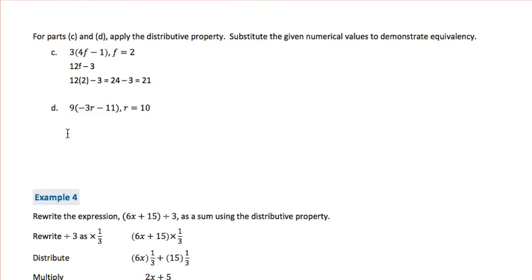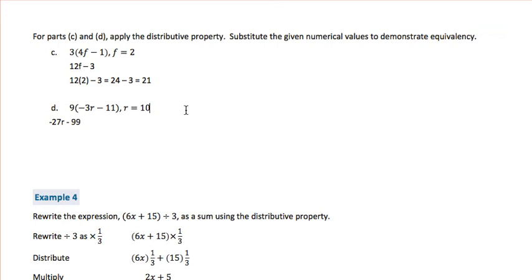And our next problem, 9 times negative 3r minus 11. So 9 times negative 3r is negative 27r. Then we're multiplying 9 times 11, and then we have a subtraction symbol there. So 9 times 11 is 99. So this will be negative 27r minus 99. If the signs confuse you, you can always rewrite this as addition, and then you'll be able to multiply the two numbers and it will make more sense to you.